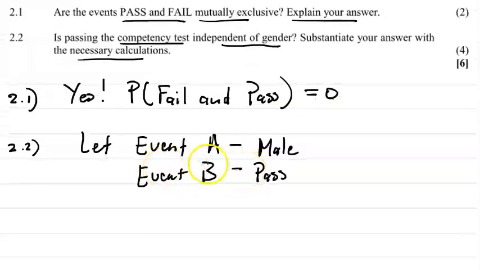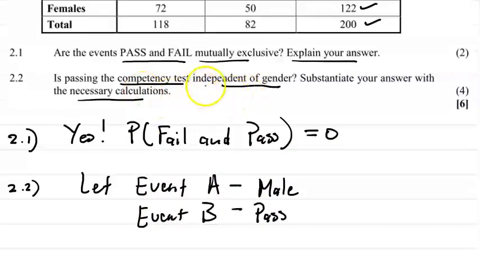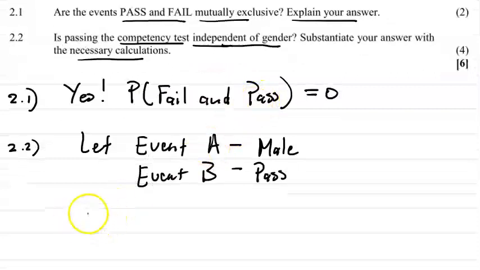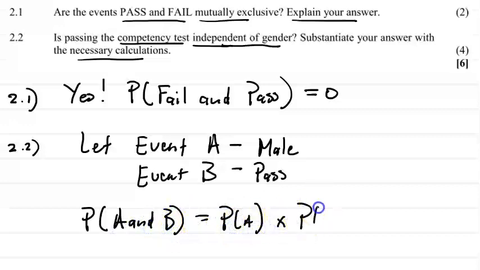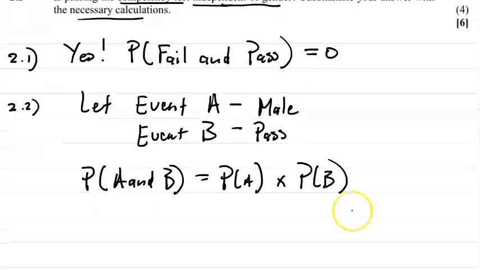Now, in this particular case, remember, how can we show whether two events are independent or not? We need to prove the following statement, which is the probability of event A and B must equal the probability of A times the probability of B. So if this statement is true, then the two events are going to be independent. And if it's false, then they're going to be dependent. So let's now work out the probability of A and B.